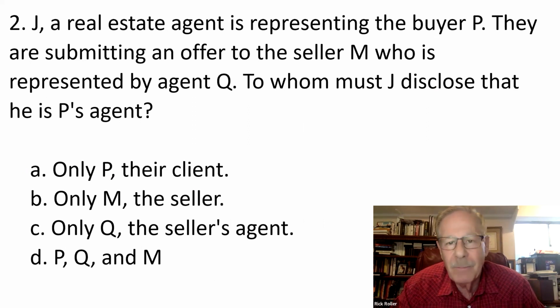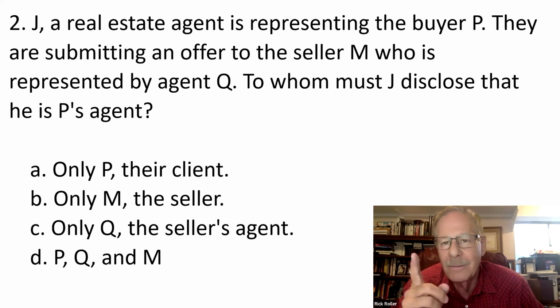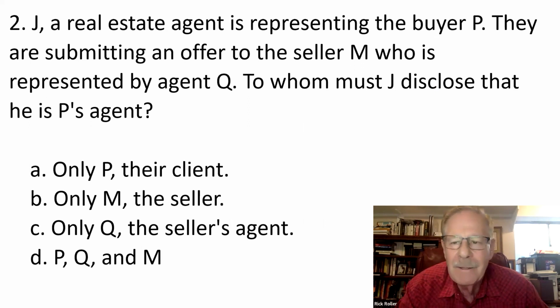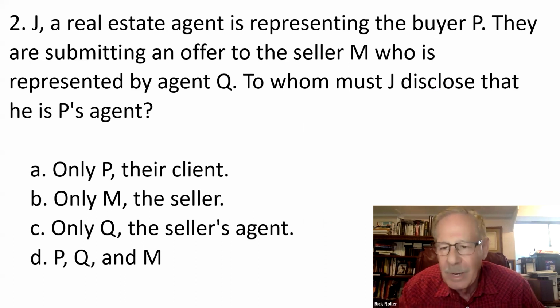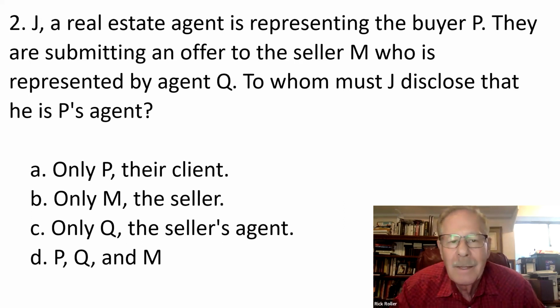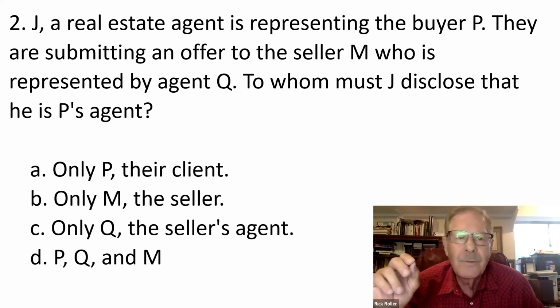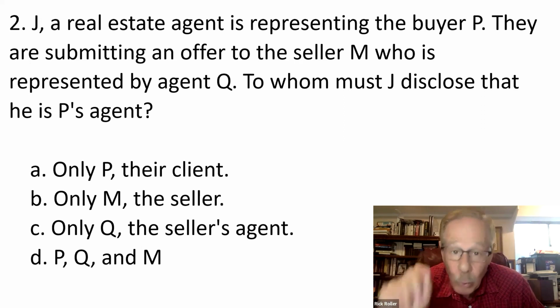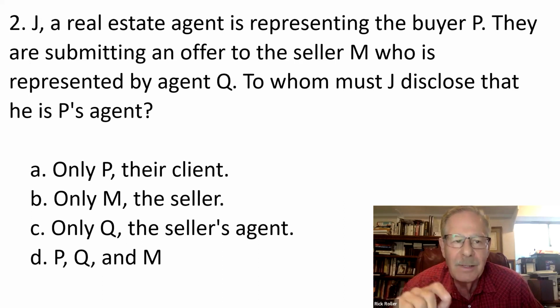J, a real estate agent, is representing the buyer P. Okay, J is an agent, buyer is a P. Okay, they are submitting an offer to the seller M, who is represented by agent Q. So we got 2 agents here. We got a J and a Q, and then we got a seller who's an M and a buyer who's a P. Okay, now you can have scratch paper. It has to be blank, and they give it to you when you walk in there. So if you have to make notes, like buyer J, your buyer P, whatever. All right. So to whom must J disclose that he is P's agent?